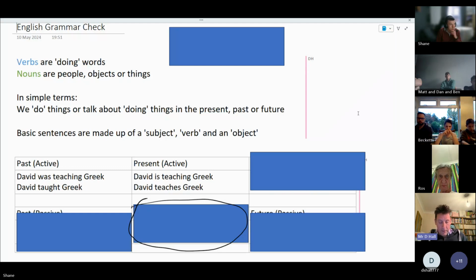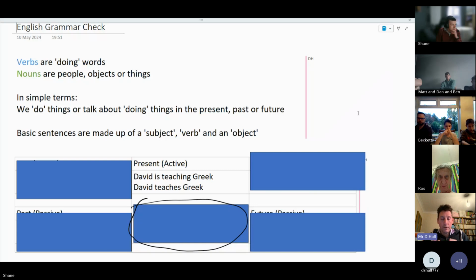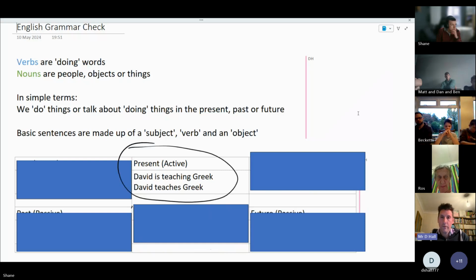We're not going to worry about passive tenses. We're just going to think about the sentences that we can write to do with this. So all the verbs we were learning last week were to do with the present active. Now we're going to look at how we can write subjects and objects in Greek. It's a little bit more complex than the way we do it in English.